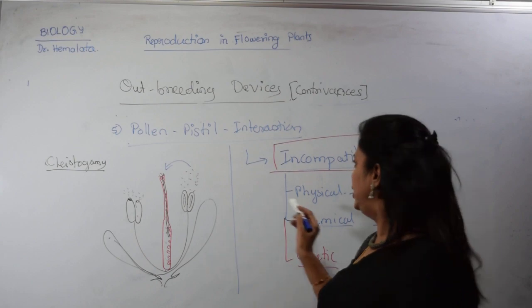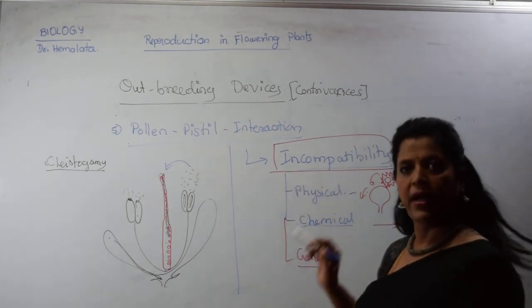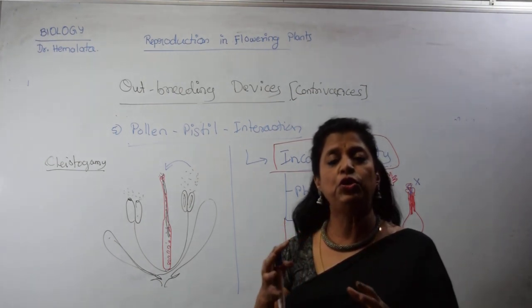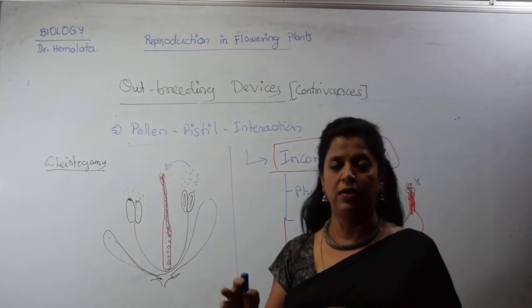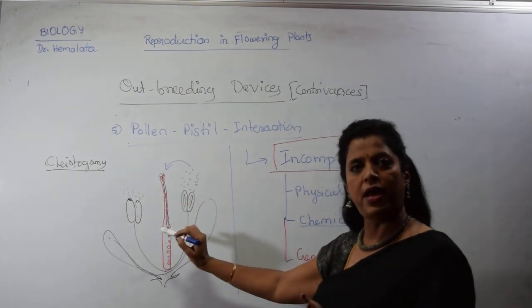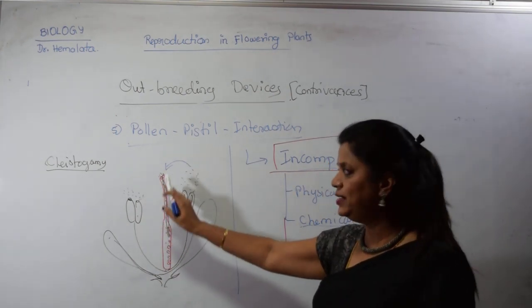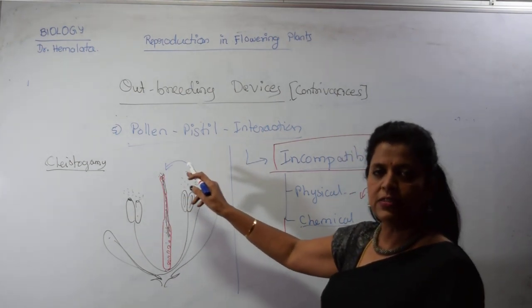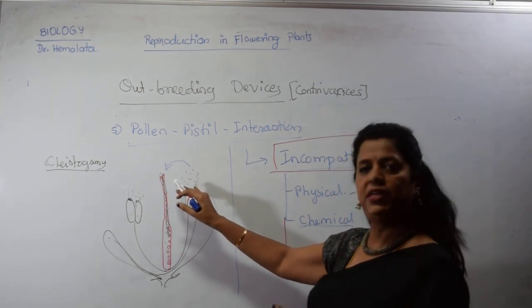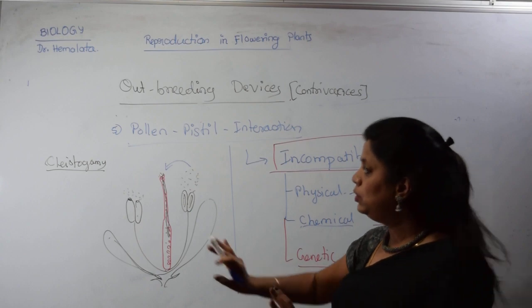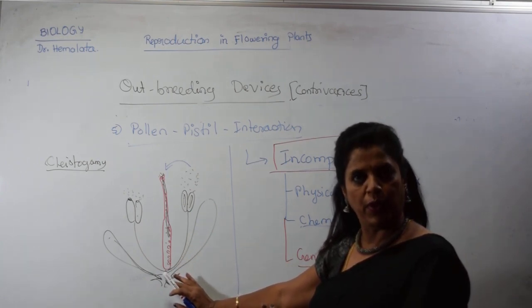So at the end I explained to you about incompatibility. What is it? It is the non-matching of anthers and the stigma. Normally, pollen and pistil will interact in this way. When the stigma is ready, that time pollen grains are released, or when the pollen grains it wants come, it is ready to receive them by producing some sticky substance. Normally it happens like this for pollination.